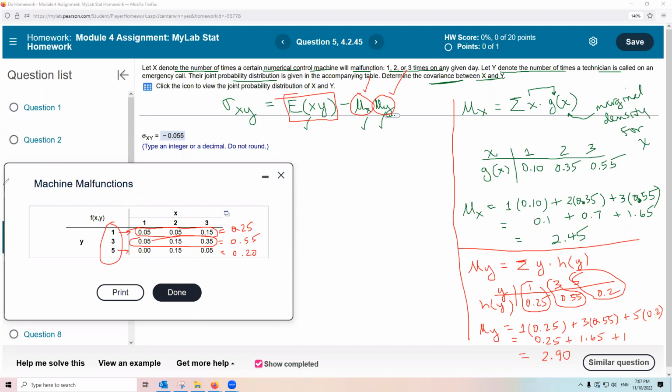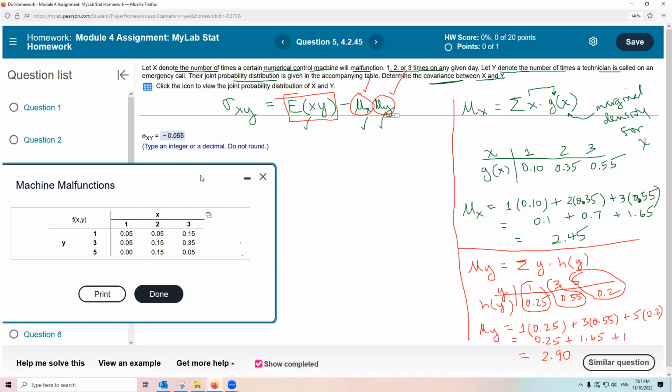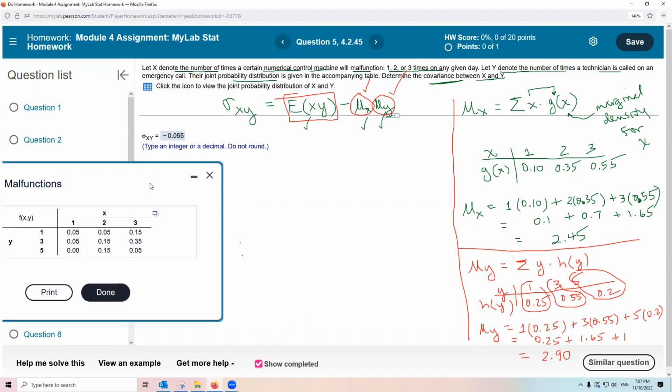All right, so let's try to write this up. This is going to be a little messy, but let's try to do this maybe in an organized way. So here's what I'm going to do. Let me see if I can move this over a little bit here. All right, so we want to find out E of xy. So let me start forming all of the xy combinations.